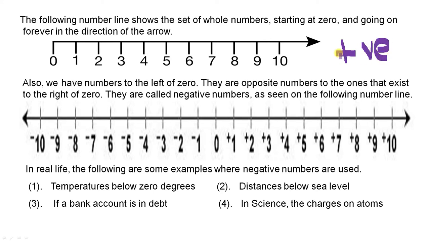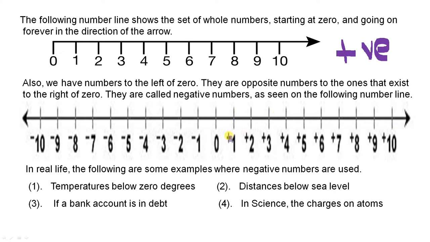Okay, positive. Also we have numbers to the left of 0. They are opposite numbers to the ones that exist to the right of 0. They are called negative numbers, as seen on the following number line. So here's our 0 here. Now these are the numbers we showed up the top.